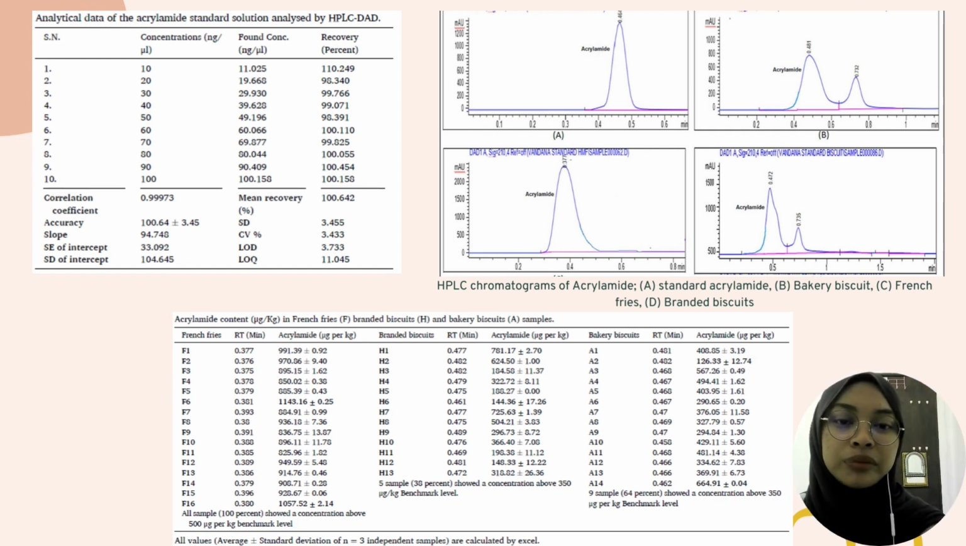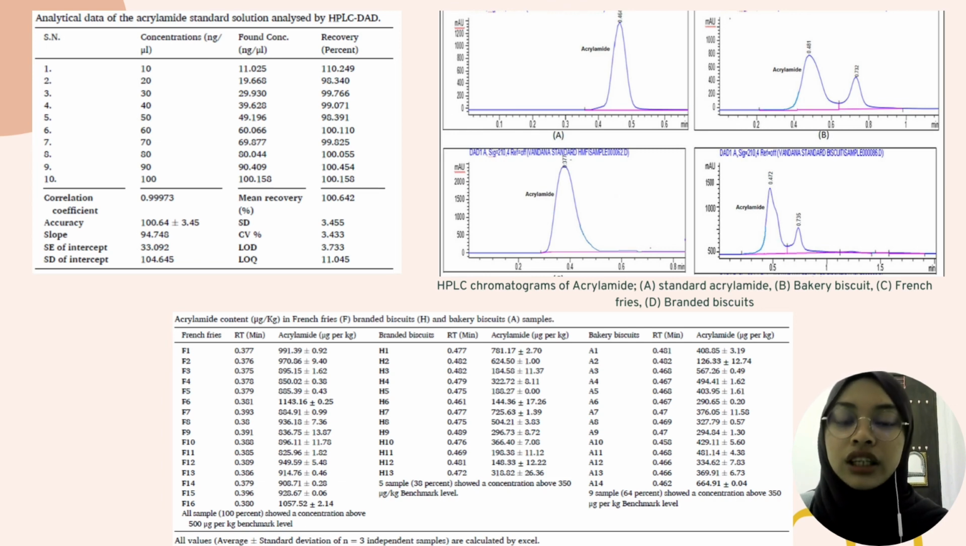For the third table, this is a table for acrylamide content in the French fries, branded biscuit, and bakery biscuit. The data F1 until F16 is for French fries, H1 until H13 is for branded biscuit, and A1 until A14 is for bakery biscuit. The European Commission has recommended a value of 500 micrograms per kilogram as the benchmark level for biscuit.